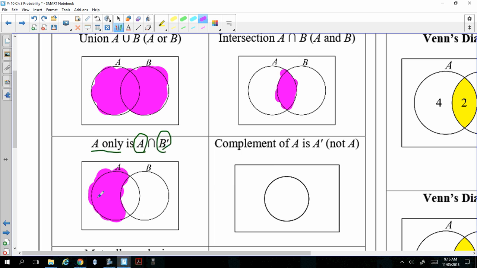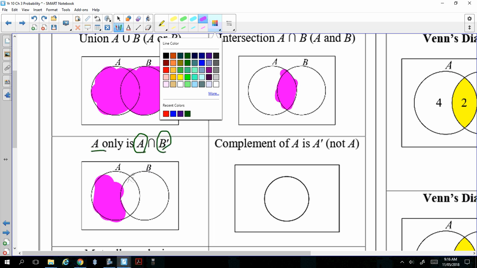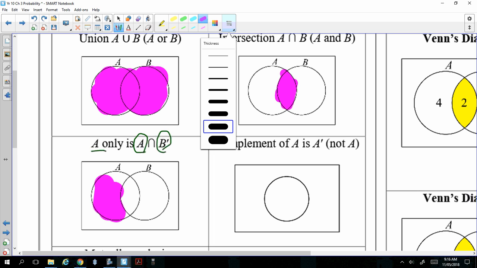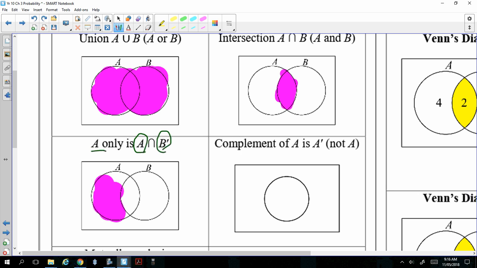And then I'm going to clean this up properly. Anyway. I'm not good at coloring in. Let me get a thinner one. It's alright, you all understand what that means? Sorry. Okay, A only. No, I was having fun, I'm joking.